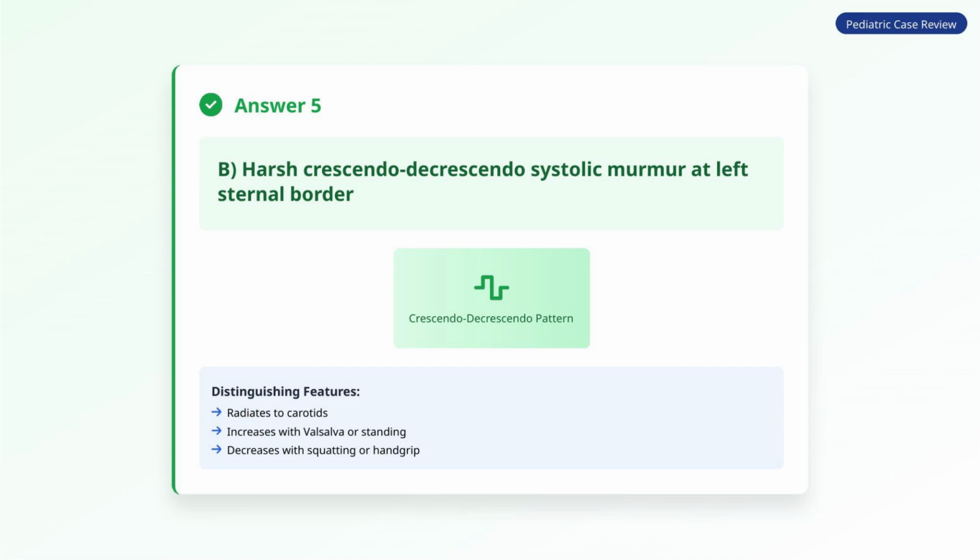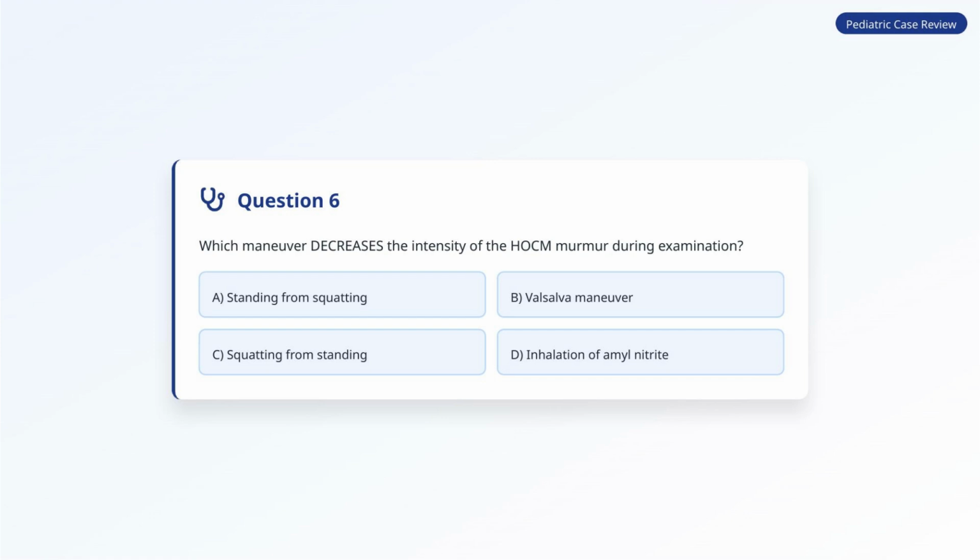This murmur radiates to the carotids and increases with Valsalva maneuver or standing, which decreases ventricular filling. It decreases with squatting or hand grip, which increases ventricular filling or afterload. Which maneuver decreases the intensity of the hypertrophic obstructive cardiomyopathy murmur during examination? A. Standing from squatting. B. Valsalva maneuver. C. Squatting from standing. Or D. Inhalation of amyl nitrite.